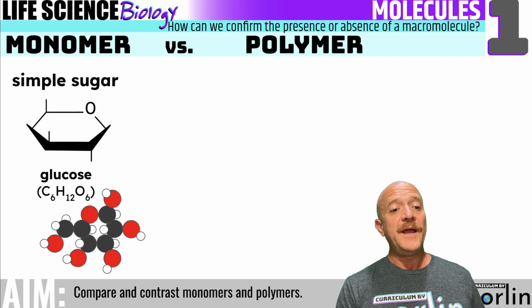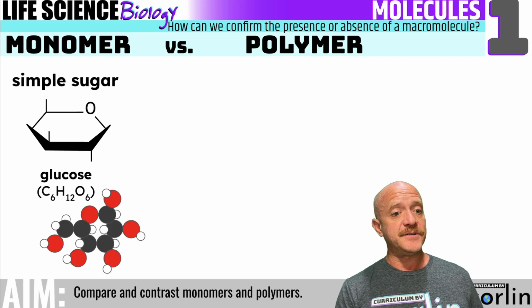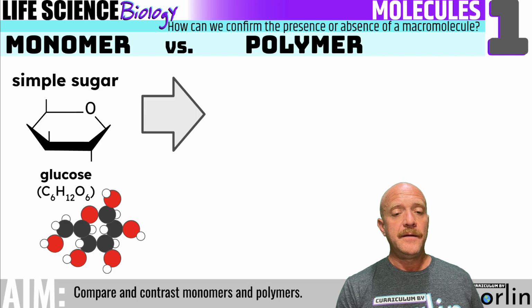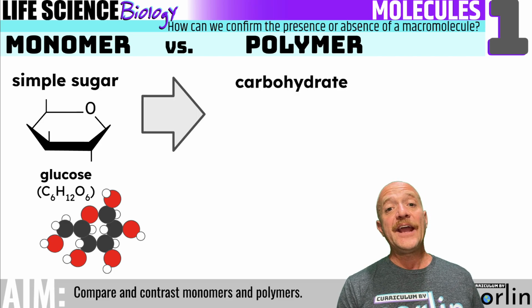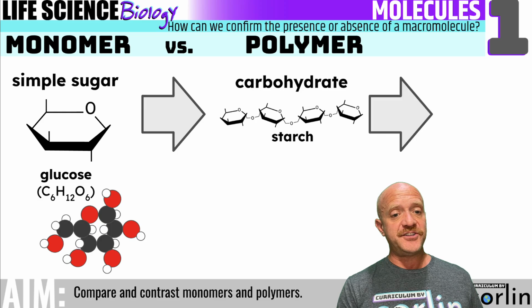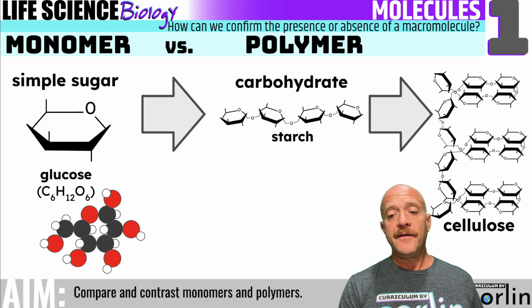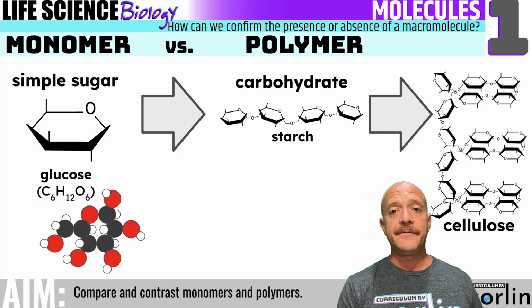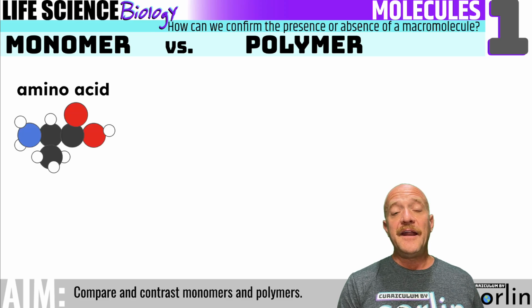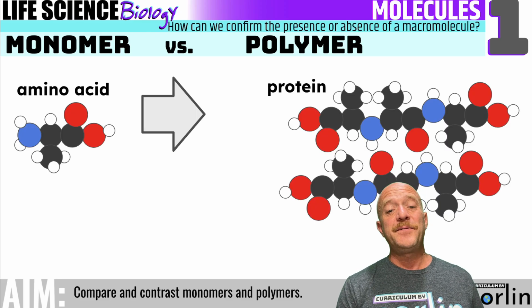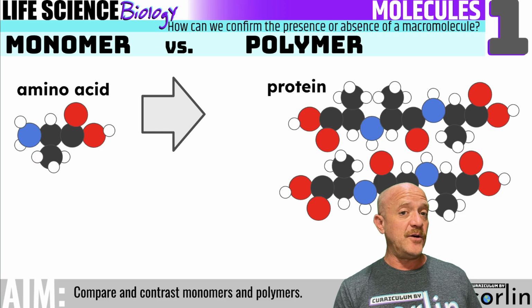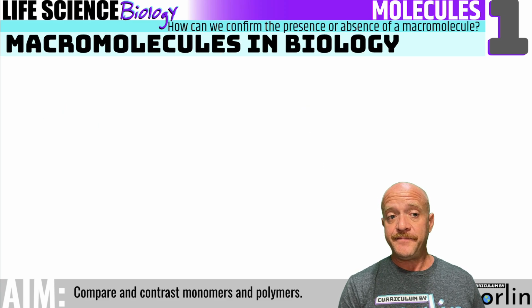Another one, we have a simple sugar, like glucose. That is a monomer. We put that together, we can get a carbohydrate, which is starch, and that is a polymer. We can put a bunch of starches together, and we can get something even larger, another polymer called cellulose. Another example, we take amino acids, we put them together, we get a protein. So the monomer is amino acid, the polymer is protein.